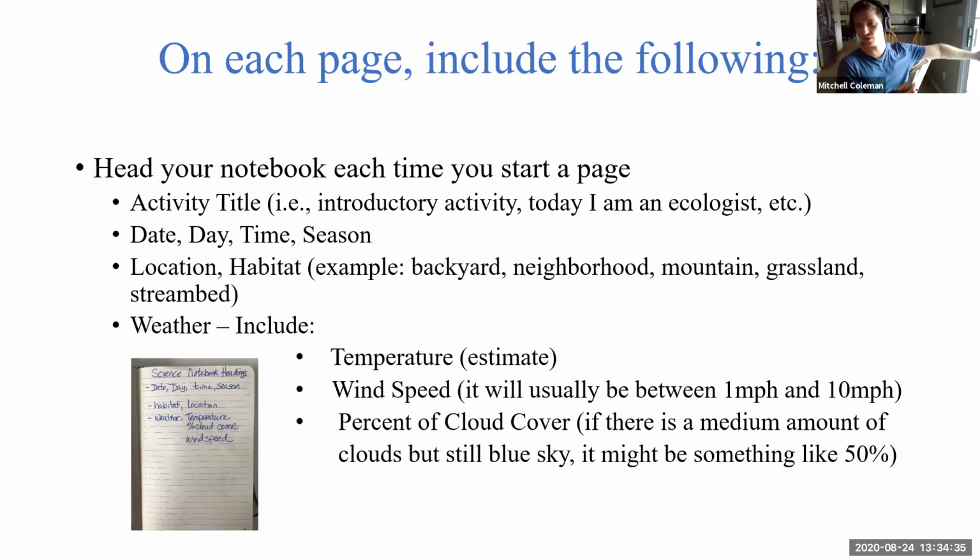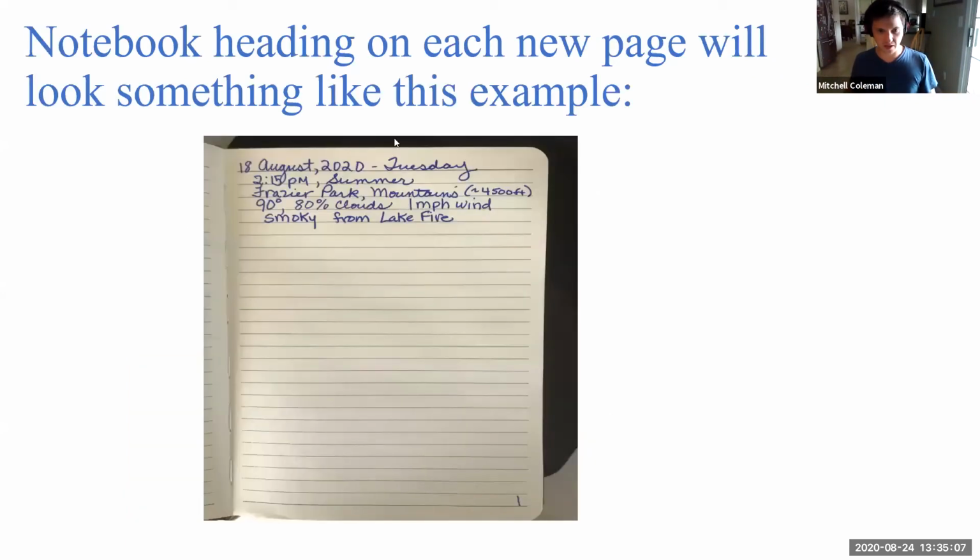I'm in my house in Bakersfield, California. Or let's just say, for the purposes of the demonstration, I'm in my backyard in Bakersfield, California. The habitat is lawn. The temperature is about 95 degrees Fahrenheit right now. I'm estimating that, I think that's what it is. And the wind speed is about 5 miles an hour. The percent cloud cover is 0%. I don't see any clouds.